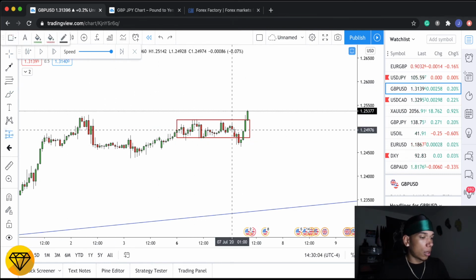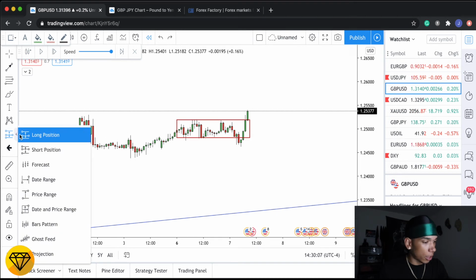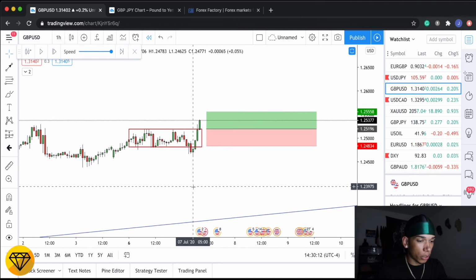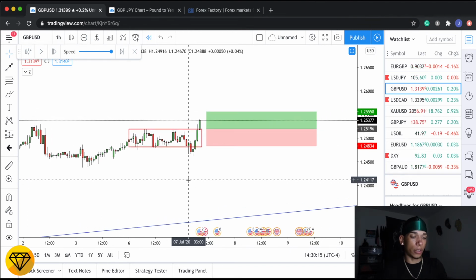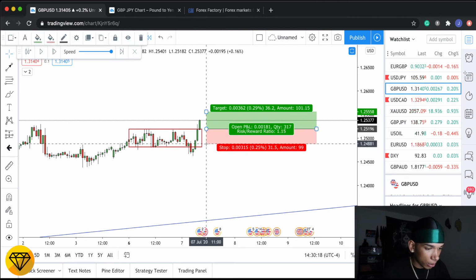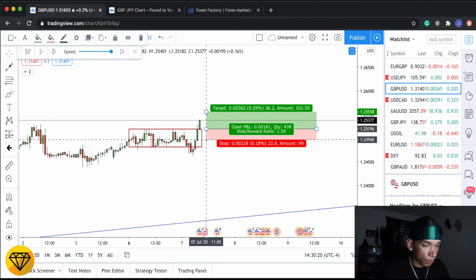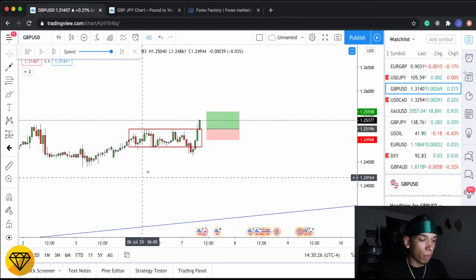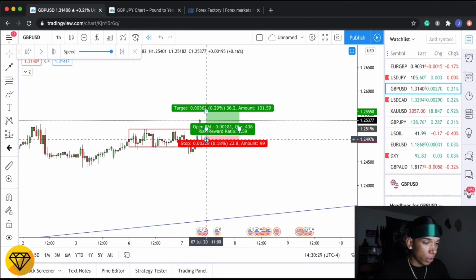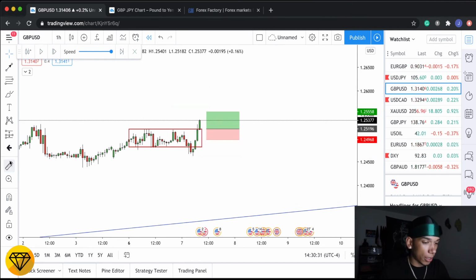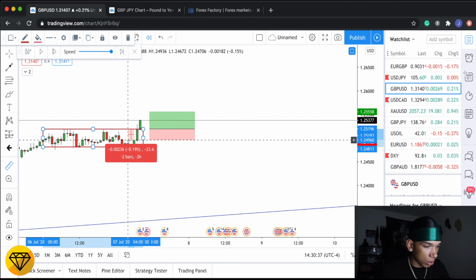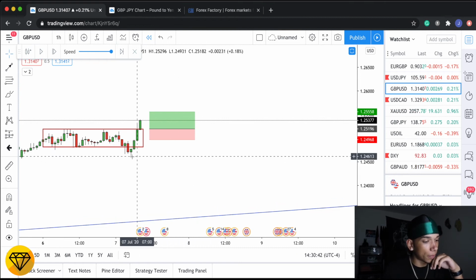So what you're going to do is come here on TradingView. You're going to look for the long position tool on the left-hand side, right? Your entry is at the top of the consolidation zone. Your stop loss, depending on your account size and depending on if you're monitoring it or if you just have a buy limit, is going to be at least half of the box, right? So how long is this? It's about 23, 24 pips, okay?